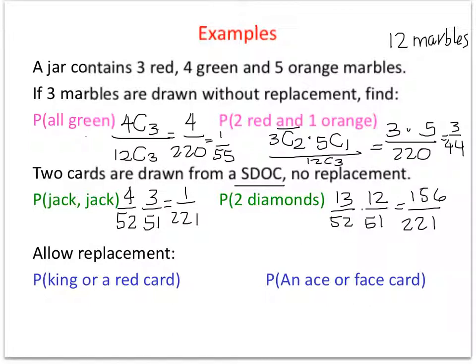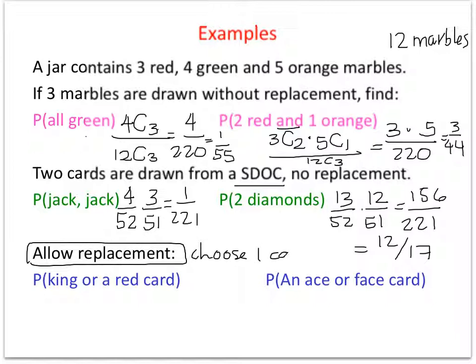And so 156 divided by 221 is going to be 12 out of 17. Okay, now if we allow replacement, what is the probability of... well, in this it doesn't even make sense. We don't even need the allow replacement because it's an or situation. What is the probability of picking, so we're only choosing 1 card now, I should have put that in here. Choosing 1 card, the probability of a king or a red card.